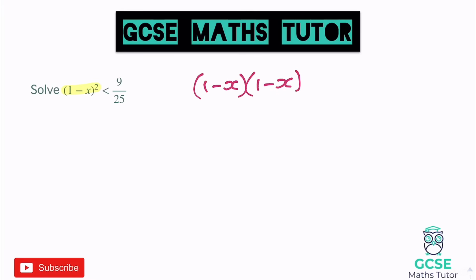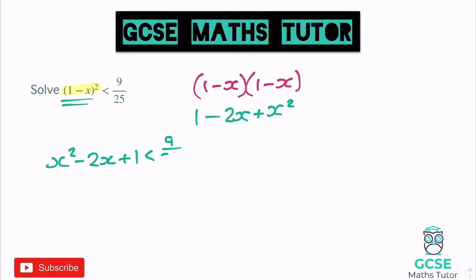So when we expand this, we get 1 times 1 is 1. We've got minus x, which is minus 2x, and negative x times negative x is plus x squared. There we go. Now I want to write that here again, because I'm going to put it back into this inequality. I'm going to rearrange it, so I'm going to write that x squared first. So we've got x squared minus 2x plus the 1 at the start, as that's positive 1, is less than 9 over 25.